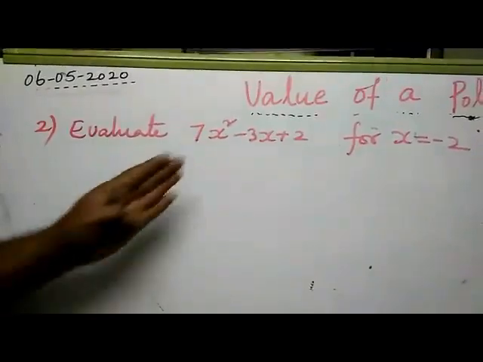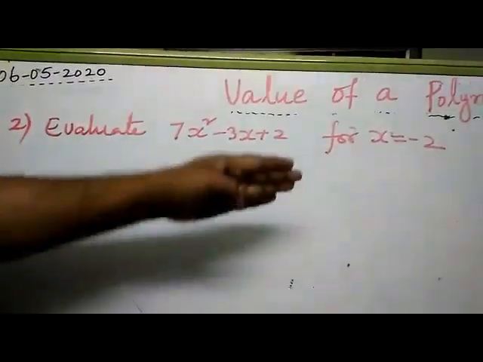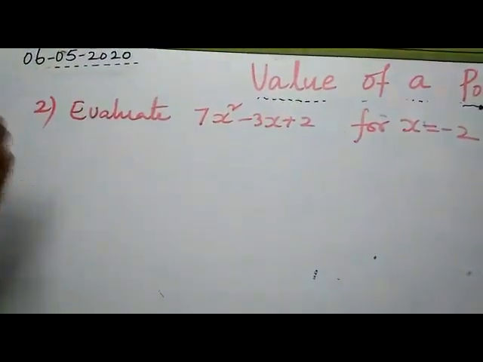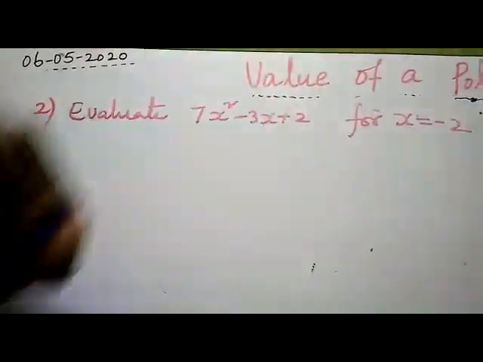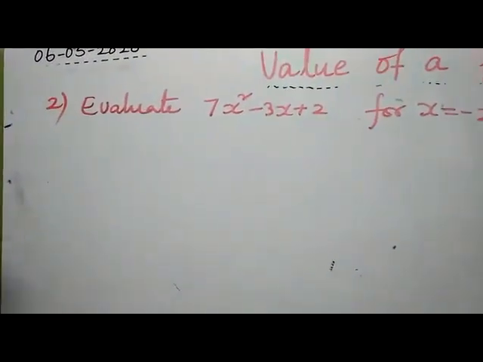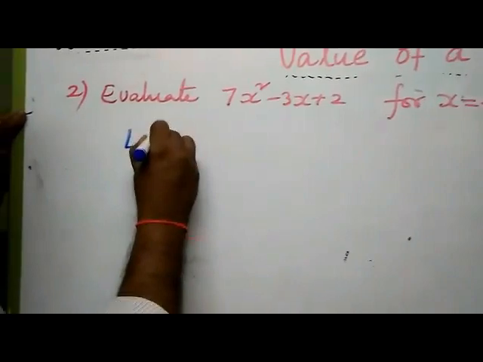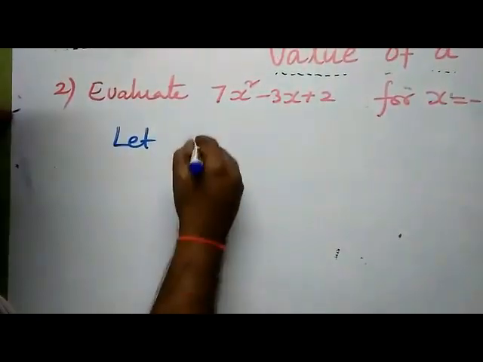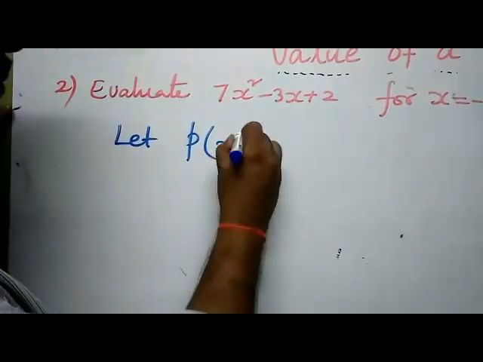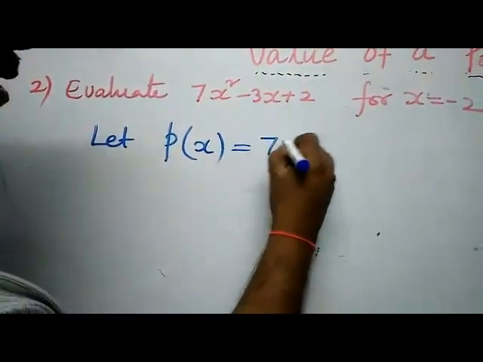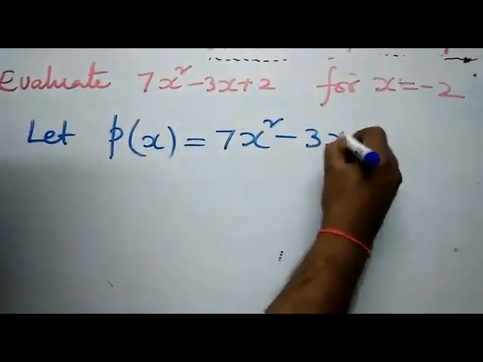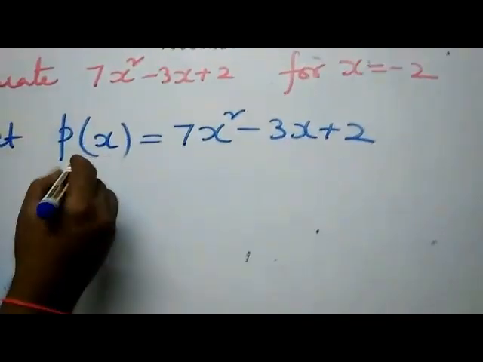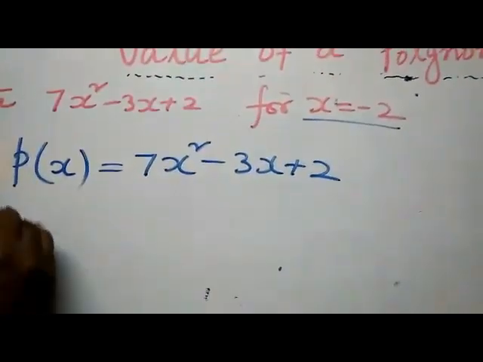Evaluate 7x square minus 3x plus 2 for x is equal to minus 2. Find the value of the polynomial at x is equal to minus 2. Both are the same. Now let p of x be equal to 7x square minus 3x plus 2. Now I have to find the value of p of minus 2.